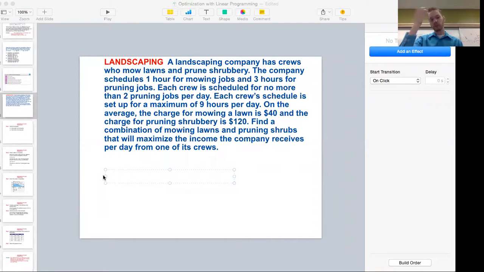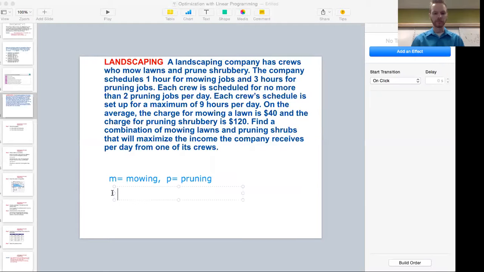So let's just read through this. Now notice, the first thing that pops to my mind is there's a time frame for mowing and pruning jobs, right? We have 1 hour for mowing and 3 hours for pruning jobs. And that's all we're really talking about in this whole problem, those two things. So I'm going to say M is going to represent mowing, that variable, and P is going to represent pruning. How original, right? So those are going to be my variables, okay?